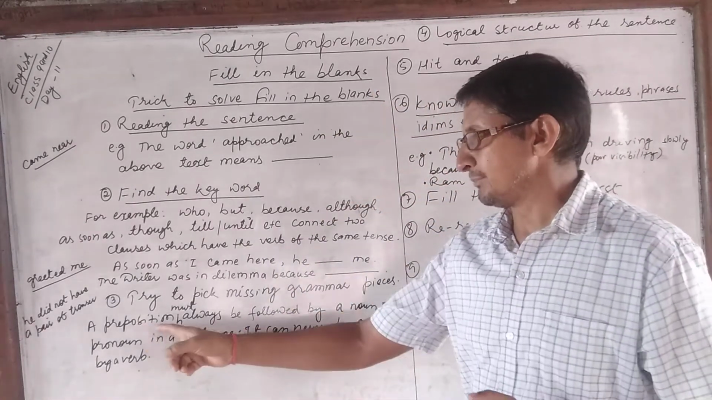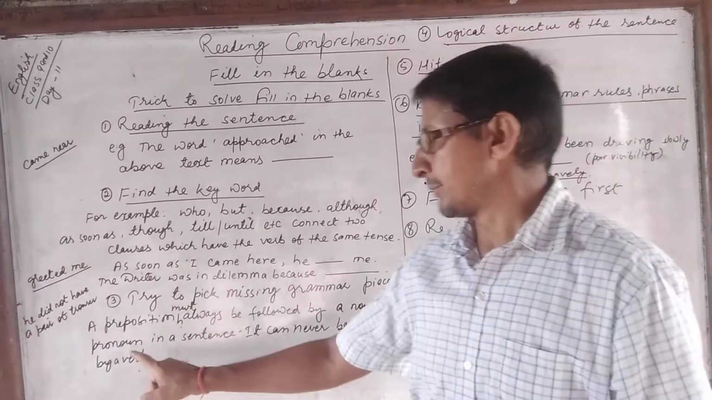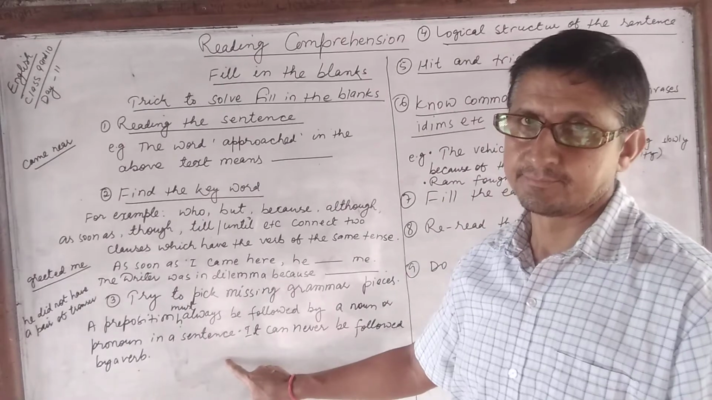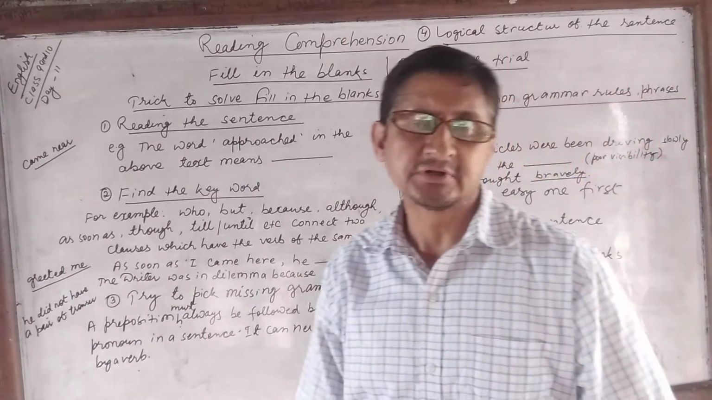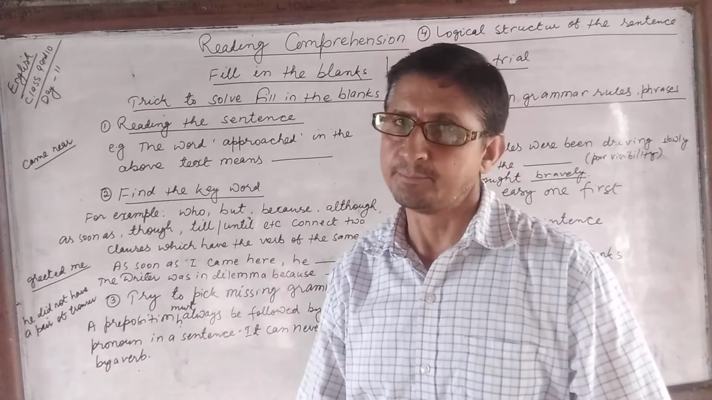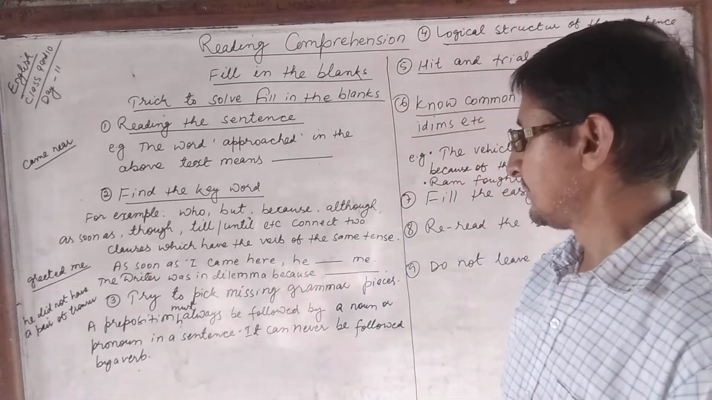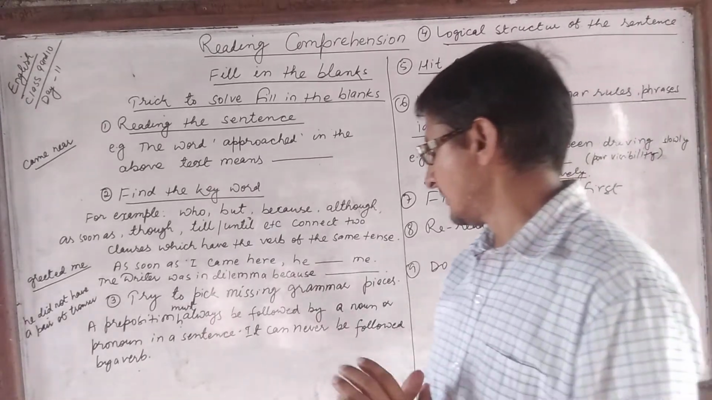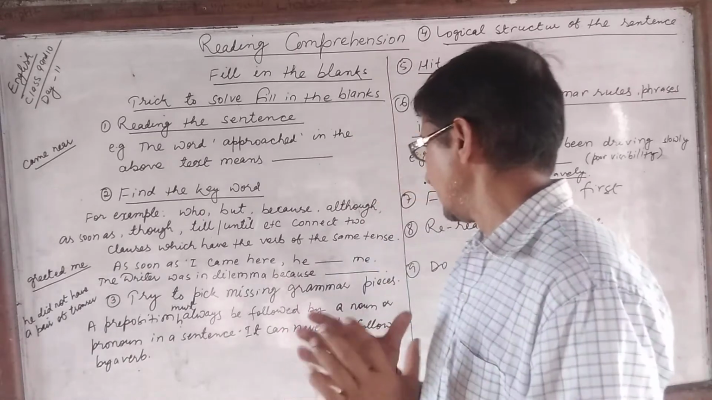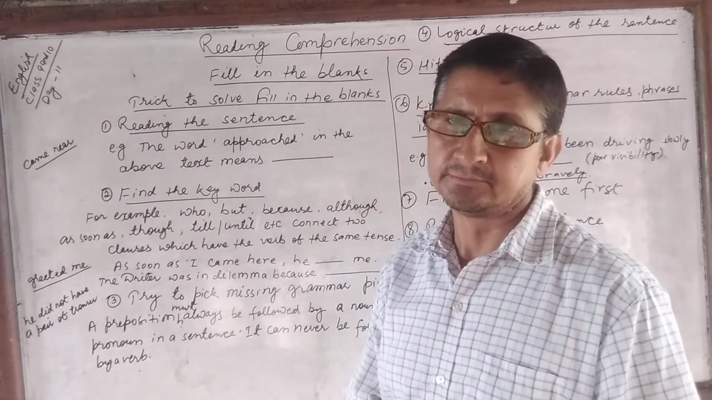For example, a preposition must always be followed by a noun or pronoun in a sentence. It can never be followed by a verb. If there is a preposition, the preposition must always be followed by a noun or pronoun.